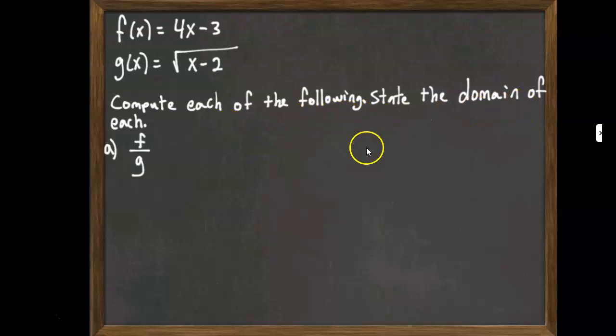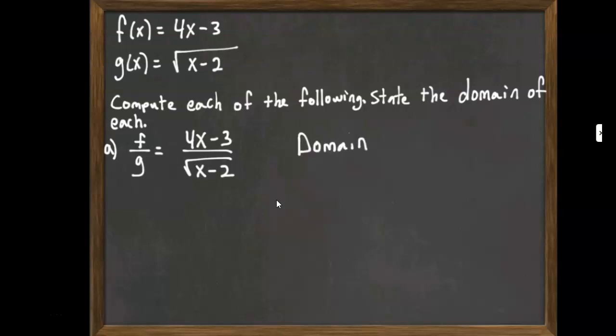So first up, we're asked to compute f over g. So we do that. Take f over g. Now sometimes you'll have something to simplify. Really isn't much we can do simplifying wise. So there's our function, f over g. And now we come to the question of domain.